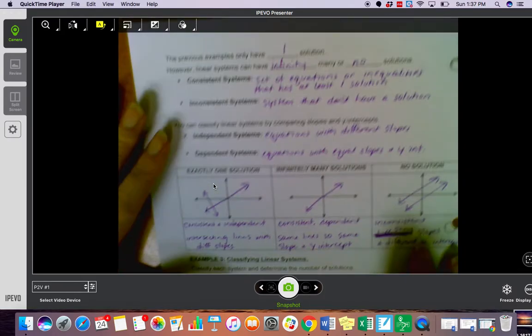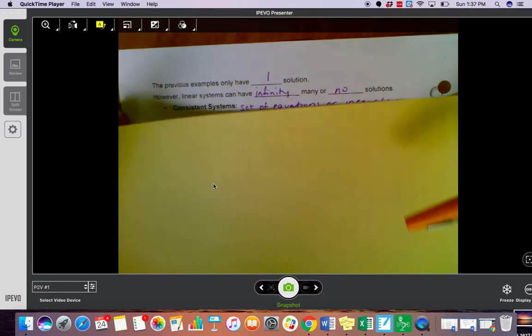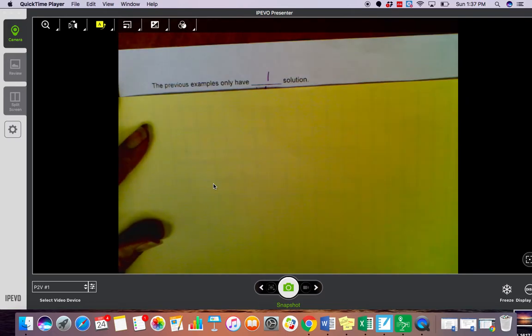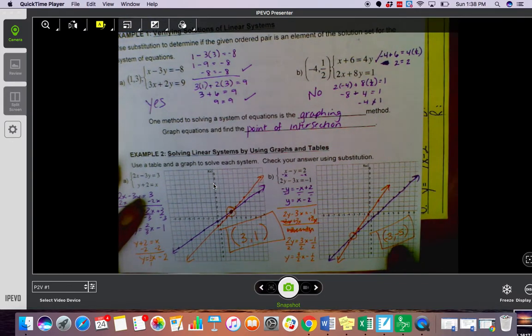And on the back side, start up here. Cover this up so it's not so overwhelming to you. The previous examples have only had one solution, so this right here is my one solution. That's the only time those two lines crossed. Now we may have more than one.